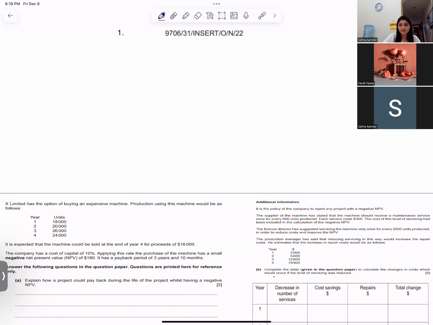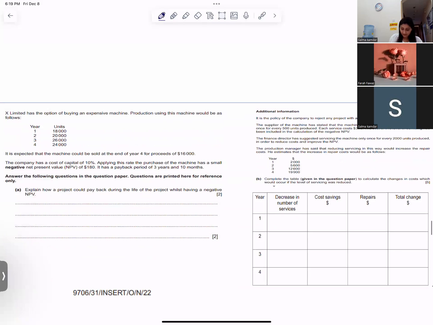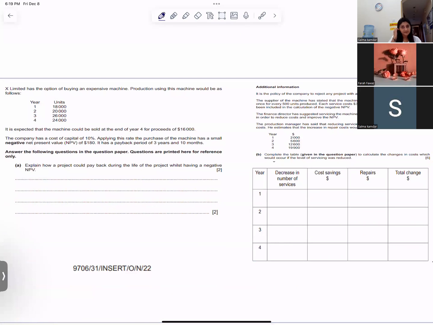So this is a sum of investment appraisal, October-November 22, paper 31. Okay. Are you with me? Can you please read the question for me?